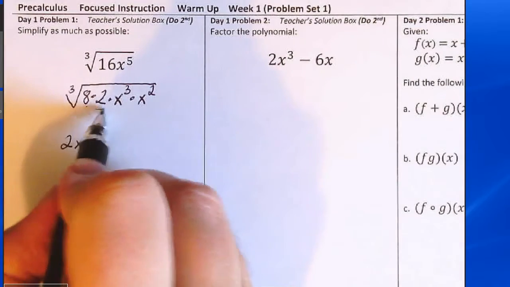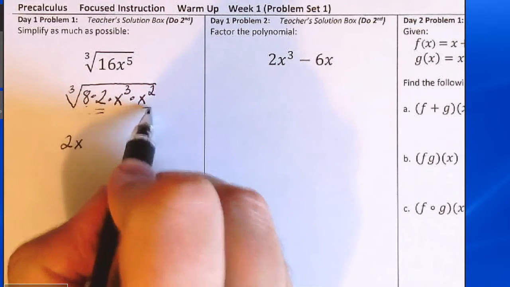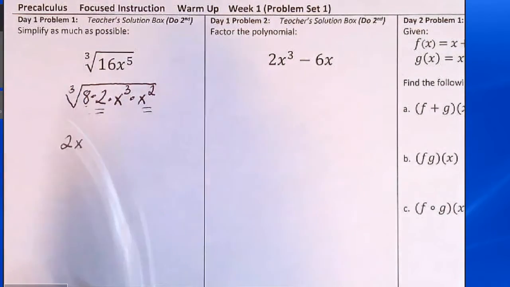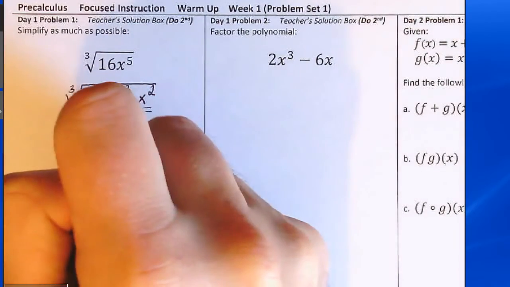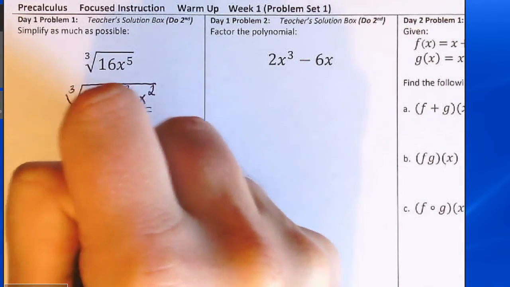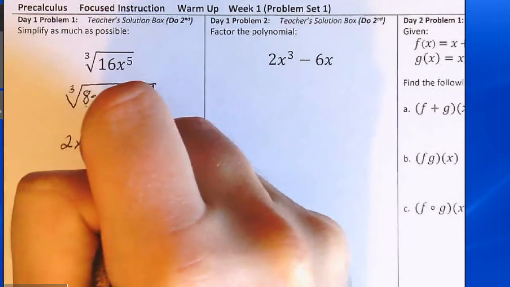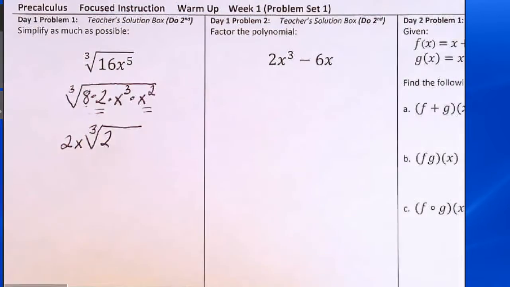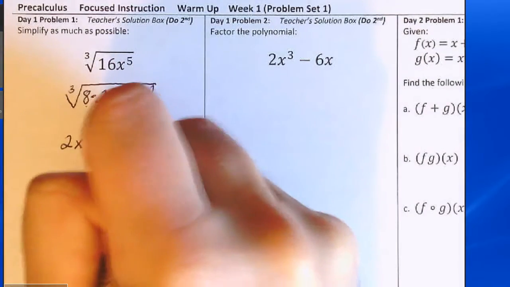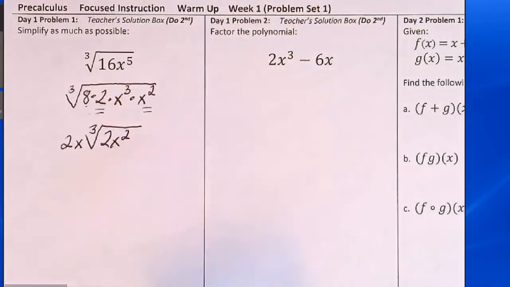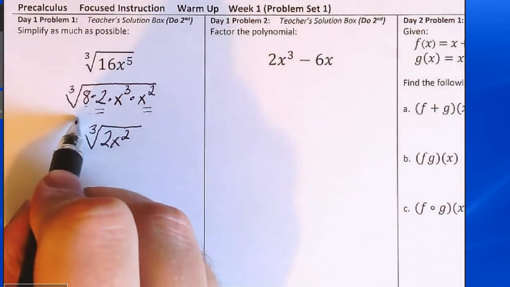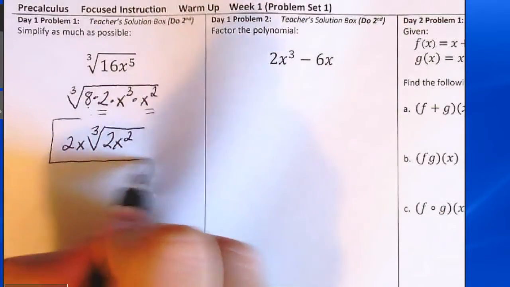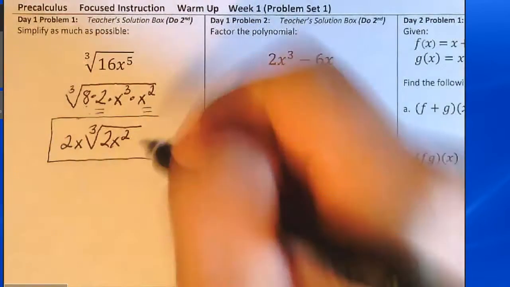Now, two of the factors within the grouping symbol we're not able to take the cube root of, and so we're going to leave them in that same radical symbol. So inside of the cube root symbol, there's still going to be a 2, and there's still going to be the x squared. And so this is as far as we're able to simplify the original expression.